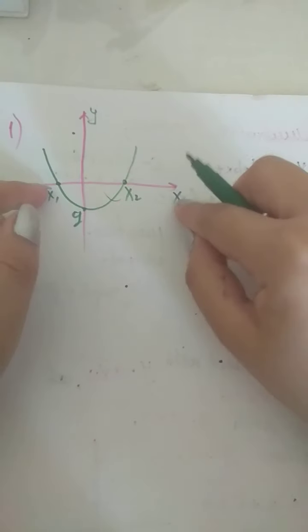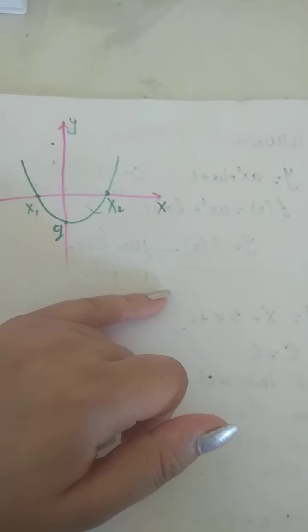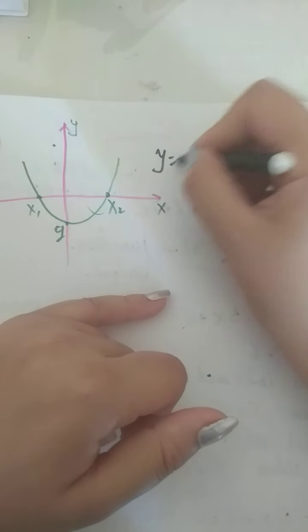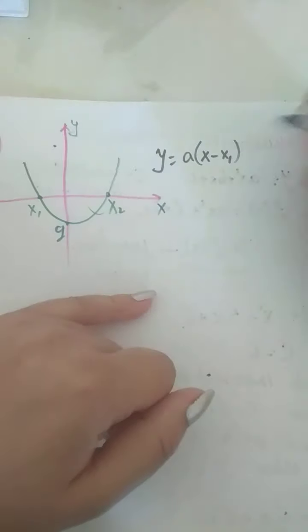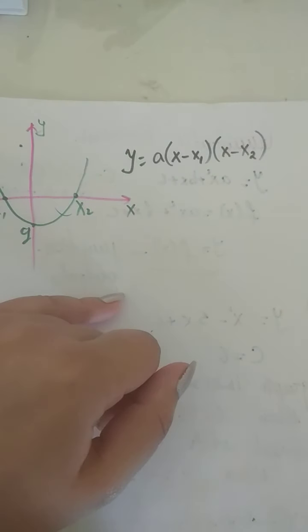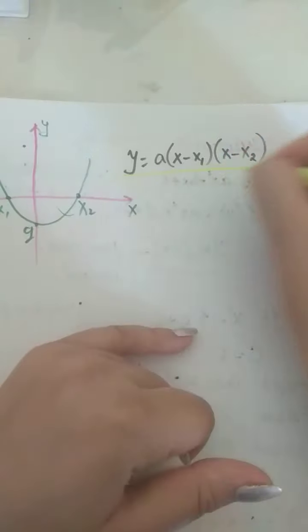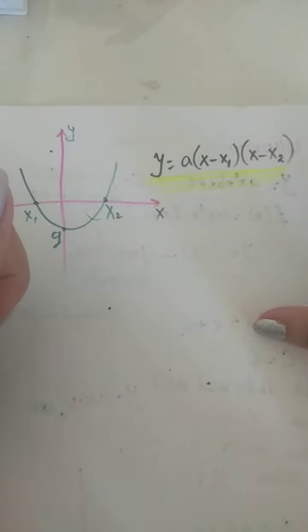Guys, in this type of question, if you see that the graph intersects with the x-axis at 2 points, be careful. If the graph intersects with the x-axis at 2 points, then you should use this formula: y is equal to a multiplied by (x minus x1), where x1 is this one, then (x minus x2). Okay, this formula is so important for us and this type of graph.